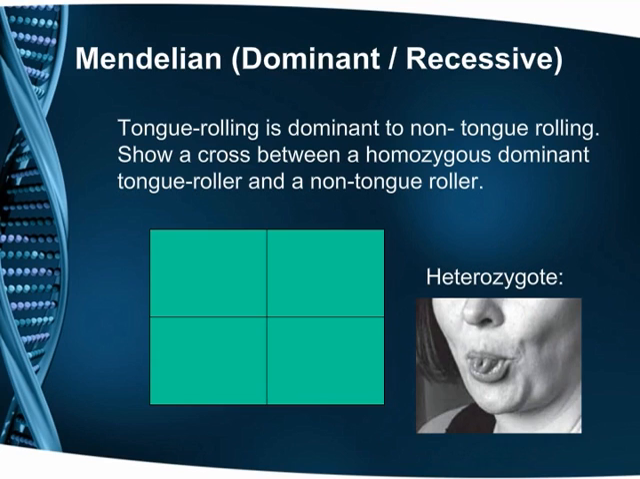You also need to complete the Punnett square as indicated. Big T for one parent, little t for the second parent. All of the offspring are big T, little t. The reason that the heterozygote can roll his or her tongue is because they have the dominant allele, the big T, which covers up or hides or masks the little t.